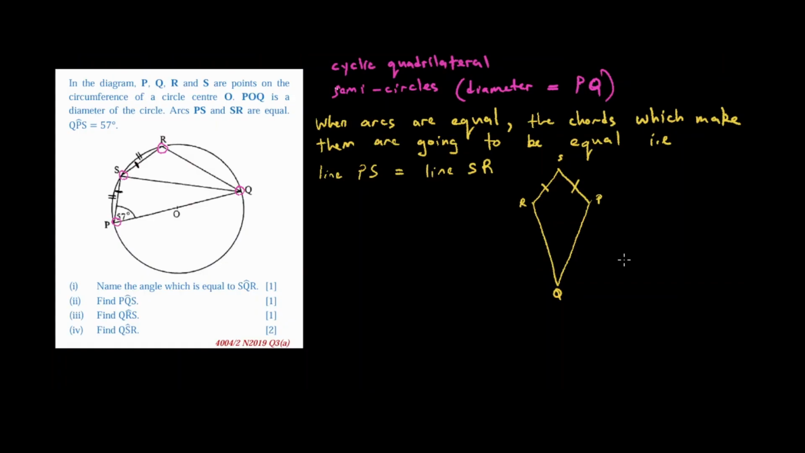So this is what we have been given. Here I have explained that if we are told that arcs PS and SR are equal, it means line PS and line SR are also equal. And we are told that QPS is equal to 57 degrees. So to begin, before we look at our question, let us fill in the angles that are obvious to us. And remember, being obvious is subjective. So what is obvious to me shouldn't necessarily be obvious to you. That's why I try to explain so that you follow.